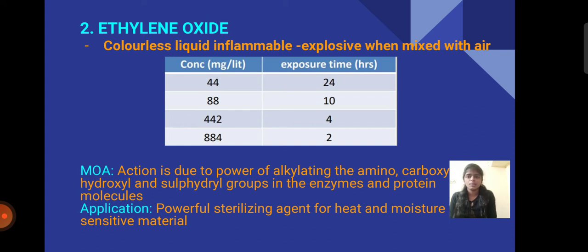takes 2 hours. Coming to the mode of action, the action of ethylene oxide is due to its power of alkylating the amino, carboxyl, hydroxyl and sulfur groups, enzymes, and also protein molecules. It reacts with both DNA and RNA. Coming to the application, it is a powerful sterilizing agent for heat and moisture sensitive materials.